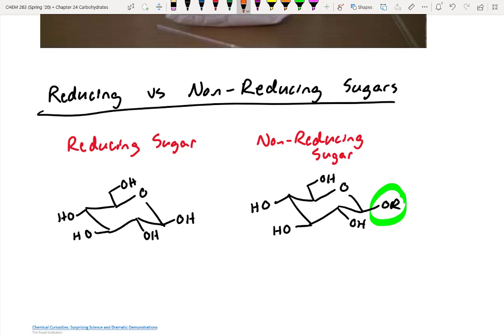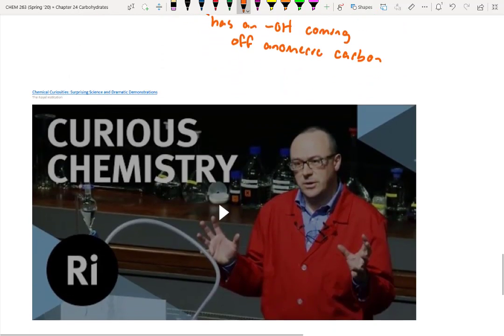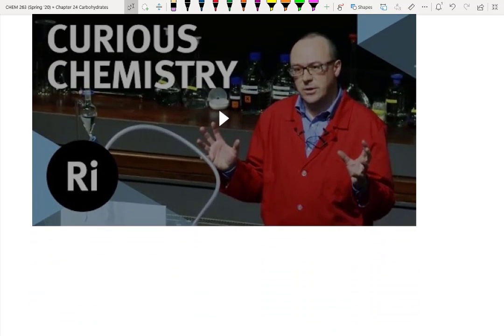The main thing to remember is that reducing sugars have an OH coming off the anomeric carbon. And because of that, it can more readily ring open, form an aldehyde, and get oxidized. That's the key feature here. Now the cool thing with this is that there's a test for this, and we can take a look at this video here in a second. But before we do this video, I quickly wanted to show you what they're doing. This is called the Tollens test.